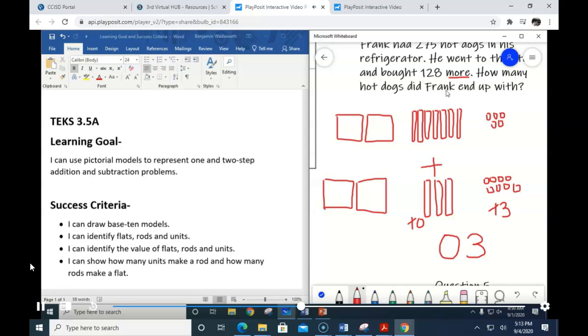Okay? So then last but not least, we just have to count our flats. We have 1, 2, 3, 4. So we're going to draw that there. And since we don't have anything to regroup, we can pull it straight down.